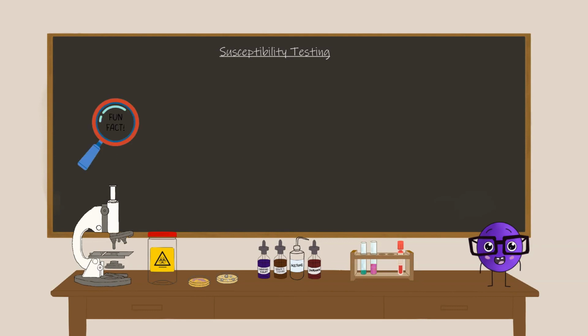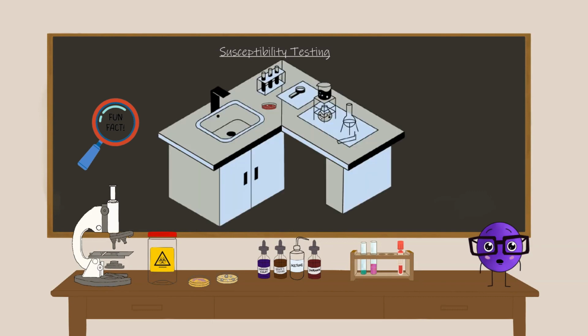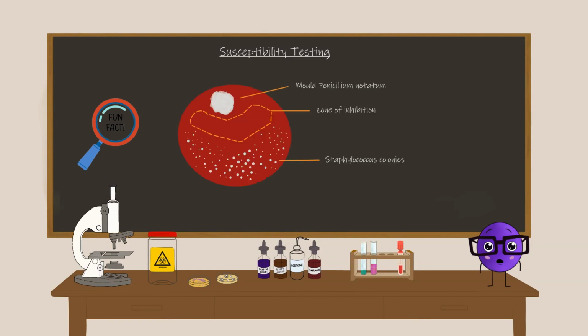Fun fact: did you know that the discovery of penicillin was totally accidental? It all began with a moldy petri dish in Alexander Fleming's laboratory. He noticed that the mold Penicillium notatum was surrounded by a clear area containing the bacterium Staphylococcus. He observed that wherever the mold grew, the bacteria failed to thrive. This chance observation led to the discovery of penicillin, the world's first antibiotic. Penicillin is still widely used today to treat bacterial infections.